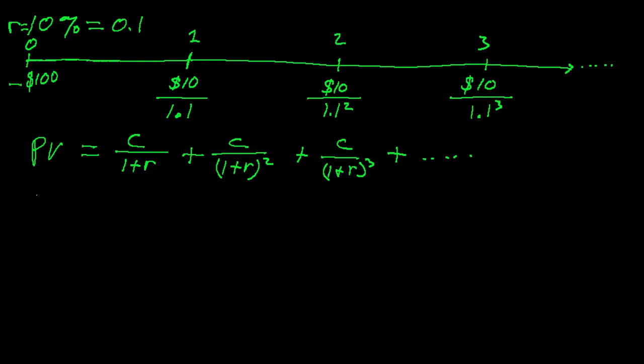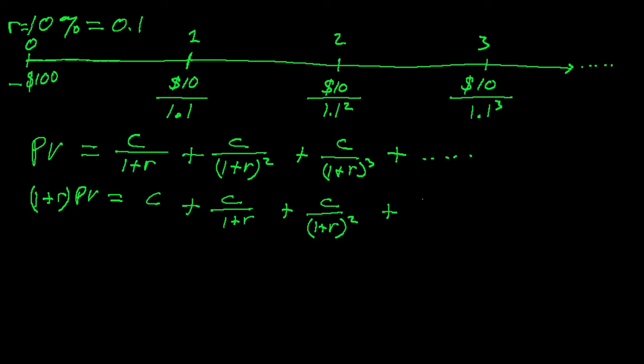Well, that's an infinite series, and let's multiply both sides by 1 plus R. You get 1 plus R times the present value equals C plus C over 1 plus R plus C over 1 plus R squared plus C over 1 plus R cubed. And so if you look at these two equations, you see that the bottom one is the same as the top one plus this C.